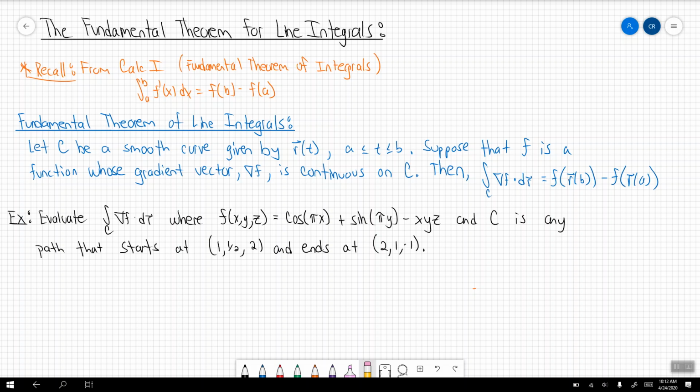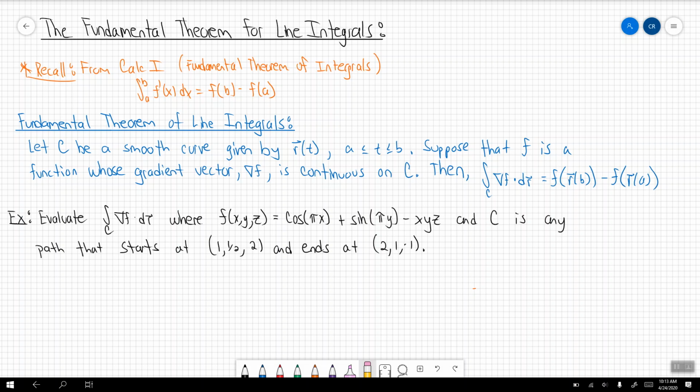Today we're going to be looking at the fundamental theorem of line integrals. What I want you to do really quickly is recall back from Calc 1 where we had the fundamental theorem of integrals. It basically said that if we take a definite integral from limit bounds a to b of the derivative of some function, then when we take the integral, we're basically undoing that process. In doing so, we get to evaluate the initial function at f of b and f of a and just subtract those two values.